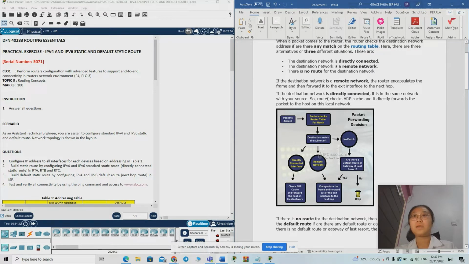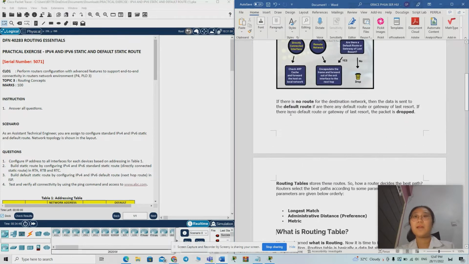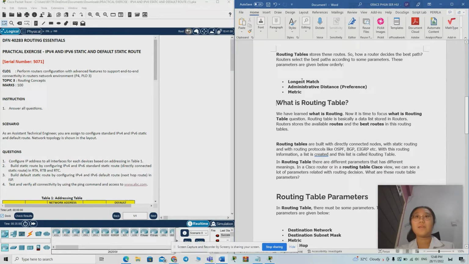If the destination network is directly connected, it is in the same network as your source, so the router checks the ARP cache and directly forwards the packet to the host on this local network. If there is no route for the destination network, then the data is sent to the default route, if there is any default route or gateway of last resort. If there is no default route or gateway of last resort, the packet is dropped. Routing tables can store these routes.